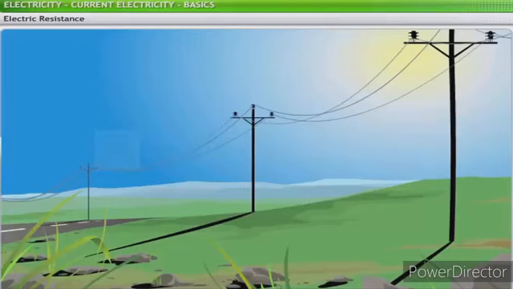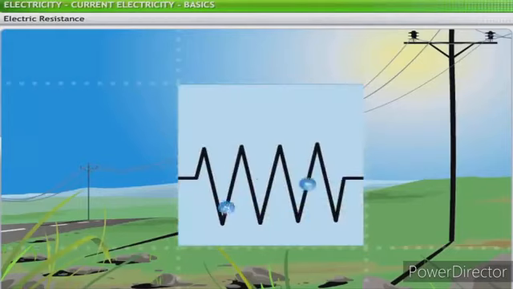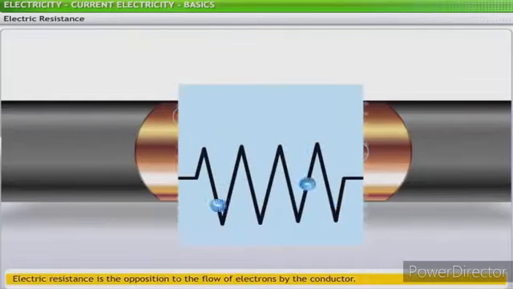In addition to potential difference, electric current is impacted by another factor called electric resistance. The electrons in a conductor do not travel in a straight path from one end to the other. While moving across the conductor, the electrons collide with fixed atoms within the conductor, encountering hindrance in their movement. This hindrance or opposition to the flow of electrons is called electric resistance.